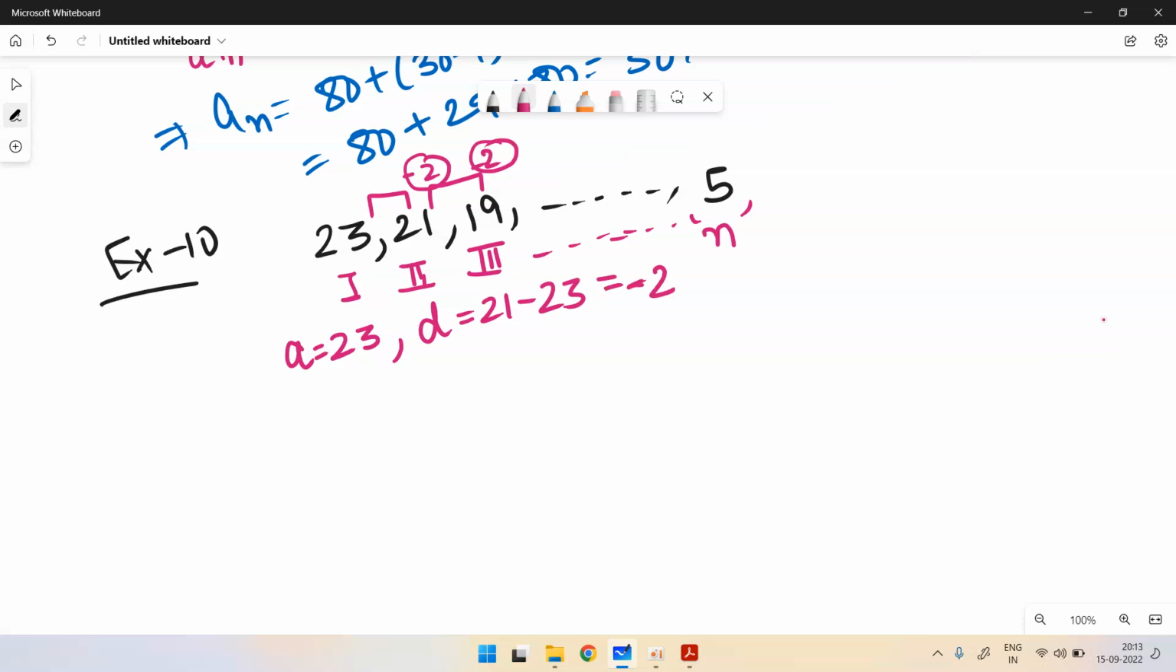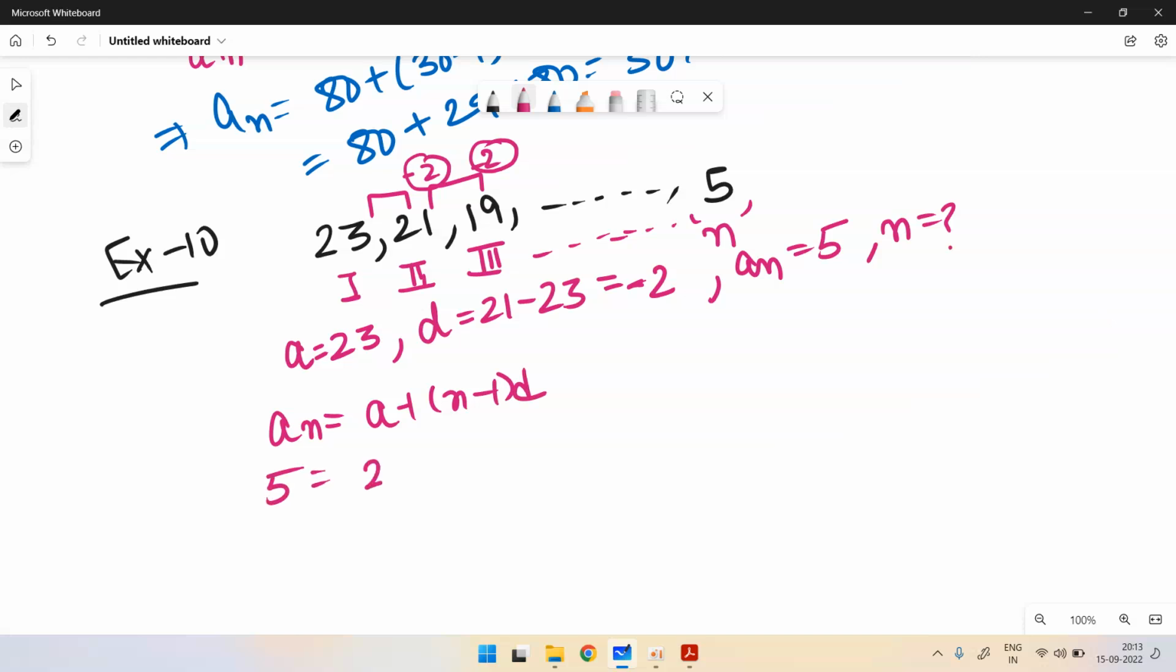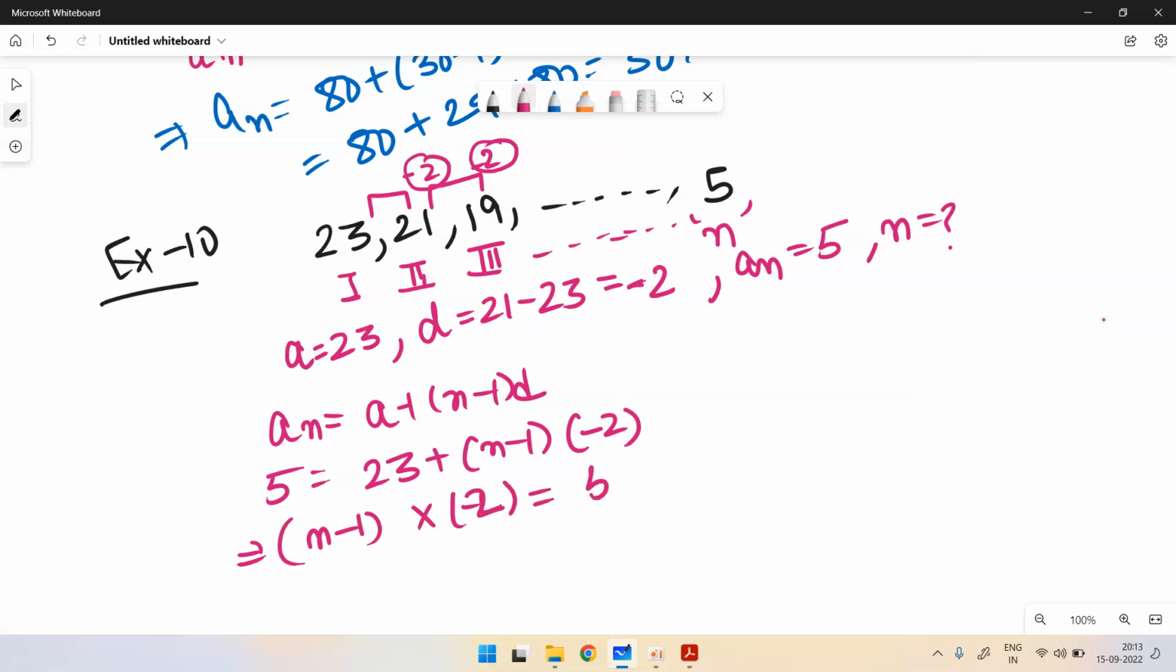And the last term is 5, which implies that a of n is equal to 5. And n is the number of rows in the flower bed. So the value of n you need to find, which implies that a of n is equal to a plus n minus 1 into d. Now we substitute a n as 5, and a as 23, plus n minus 1 into d, which is minus 2, equal to 5 minus 23, which is nothing but minus 18.